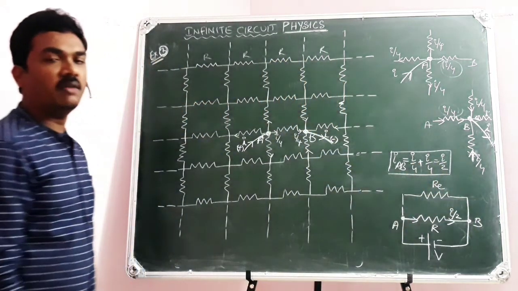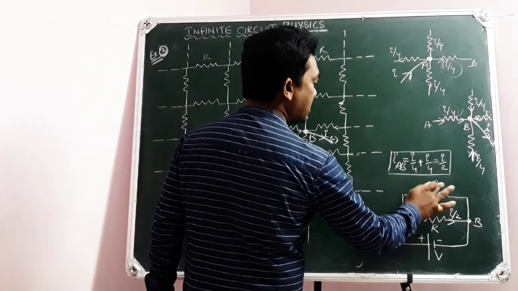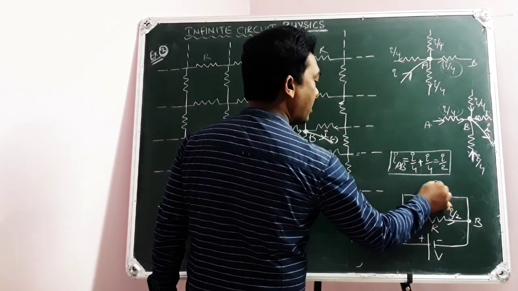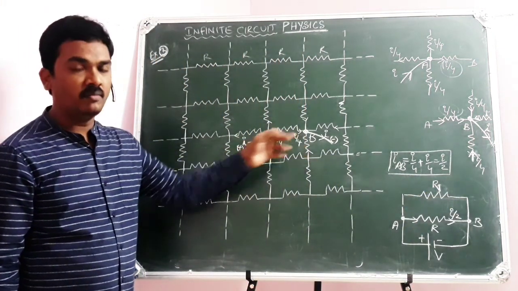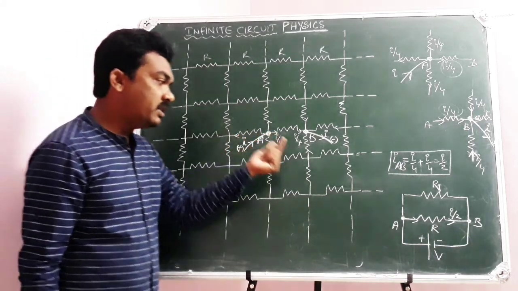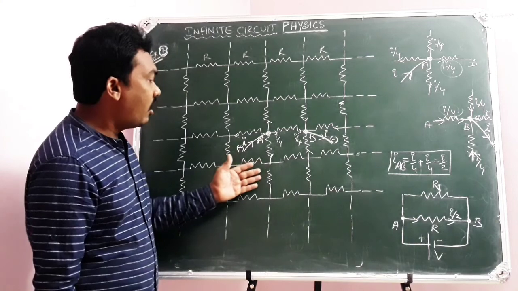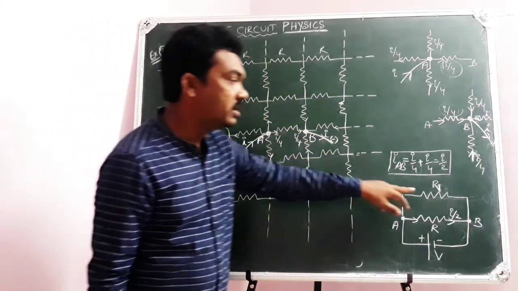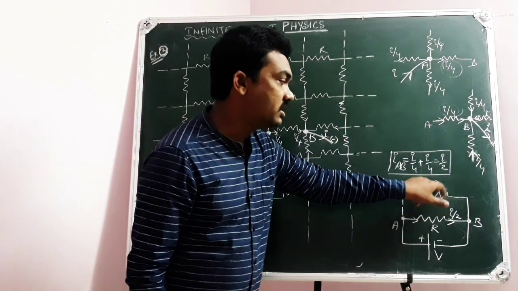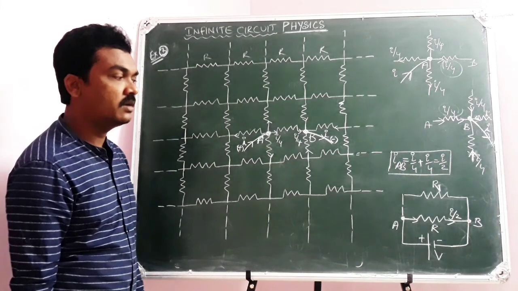I wish to calculate the equivalent resistance R_E. Suppose this is some R1. I have to calculate the equivalent resistance across AB, and in between AB there is an identical resistor R. Suppose all the remaining resistors are going to give a resistance R1.